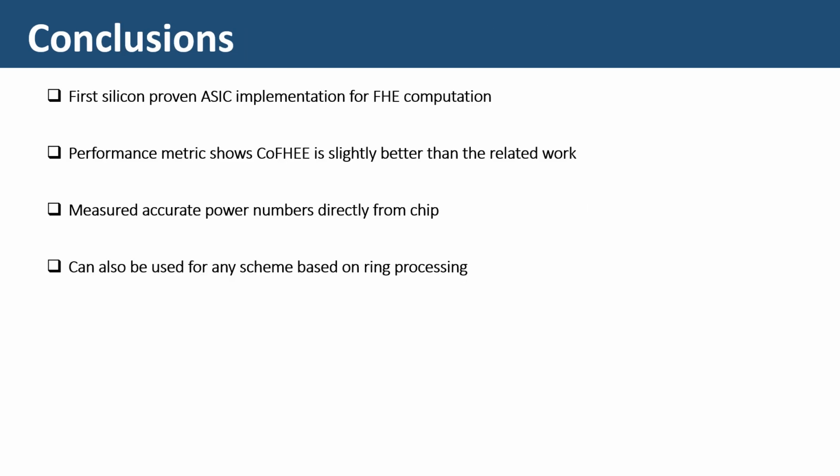To conclude, CoFHEE is the first silicon-proven ASIC implementation for FHE computation, and with that we are able to measure the power numbers accurately. The performance per millimeter square for NTT metric shows CoFHEE is slightly better than the related work. As CoFHEE supports polynomial operations over rings, CoFHEE can also be used for any RLWE-based schemes.